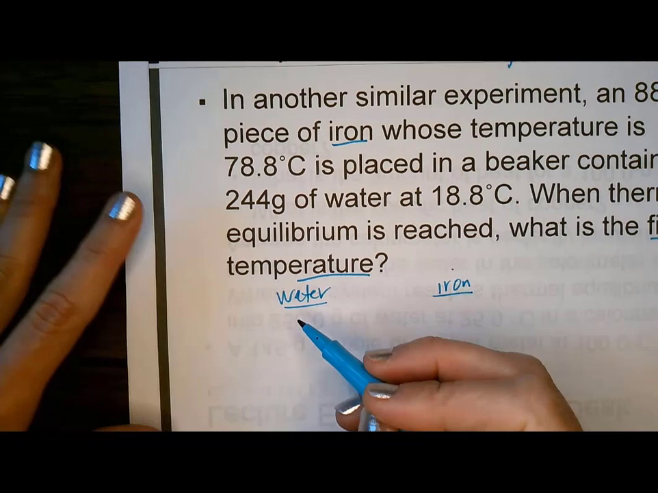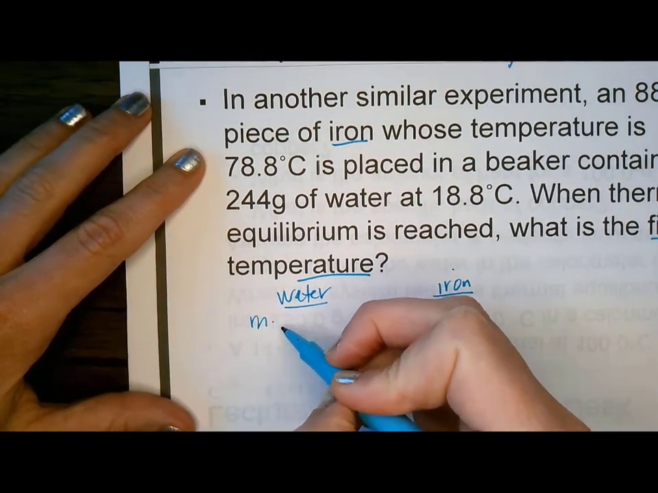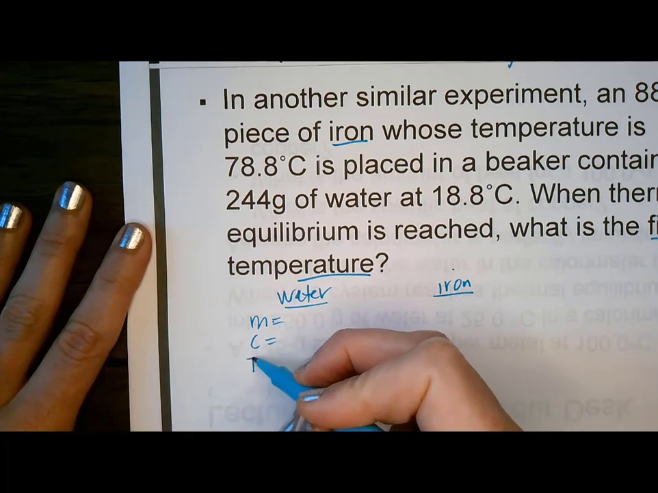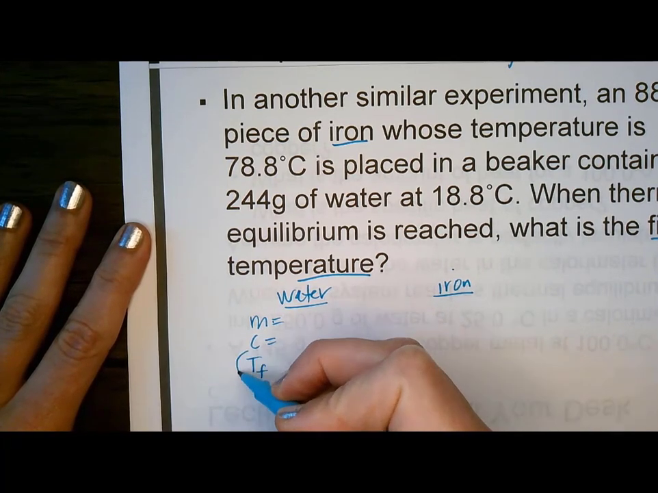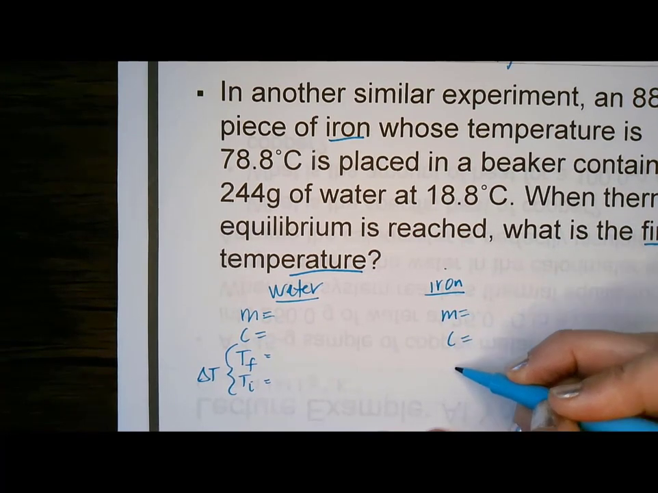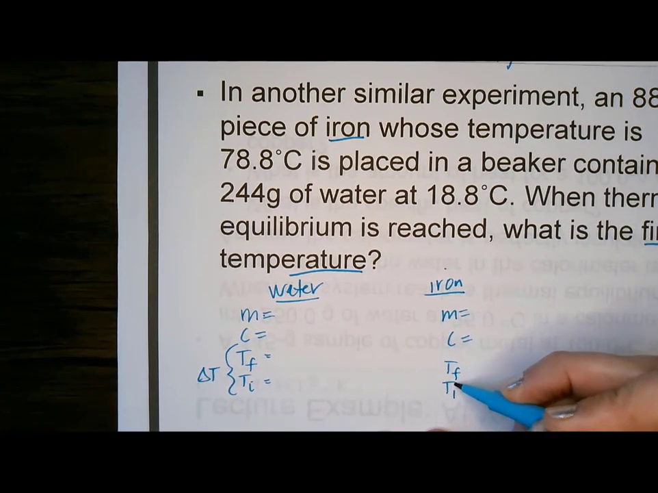Okay, so let's write down our water. We need M, we need C, and instead of delta T, I'm going to write TF and TI. We know this is our delta. And then we're going to do the same for iron: M, C, TF, and TI.